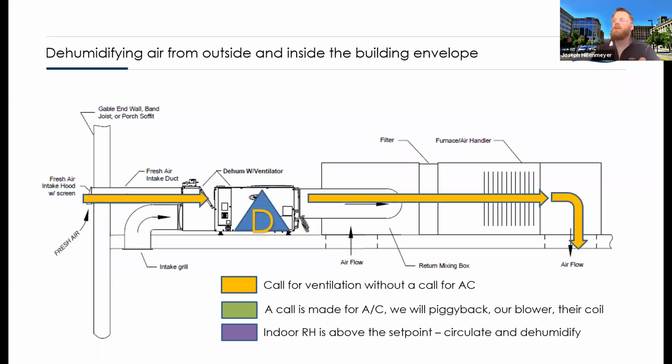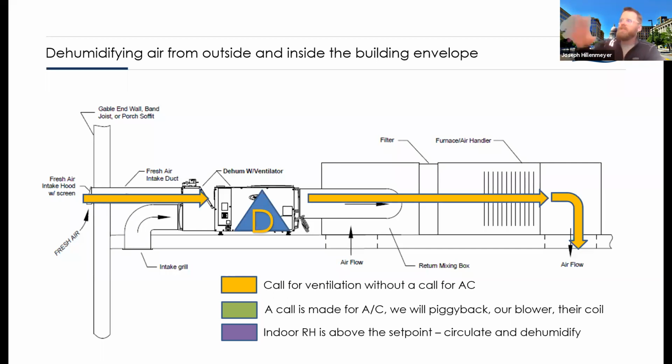So let's say we have a call for ventilation and there's not a call for AC. So temperature's okay. It's time to ventilate. We're bringing in some humid air from outside. The dehumidifier will engage its coil and it will remove moisture from that air before it delivers it to the rest of the living space. And by the way, it will also, as we can talk about later, some of the other IQ solutions.